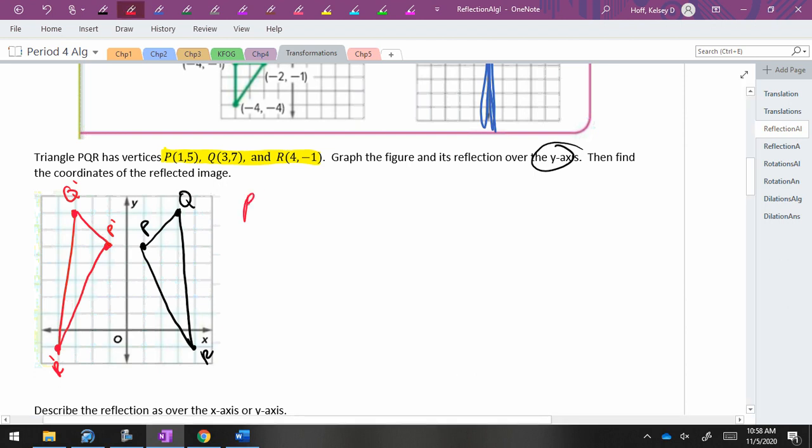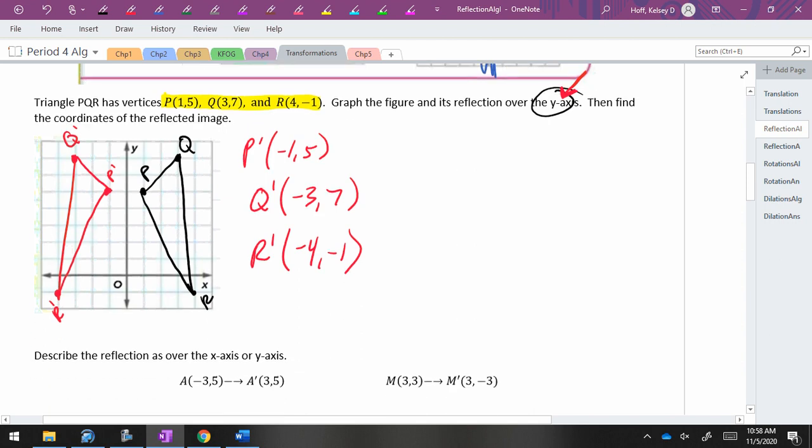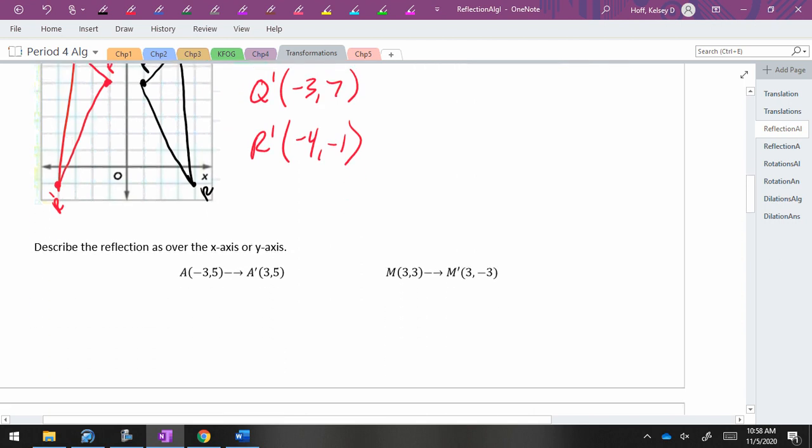Coordinates, P prime, because it reflected over the y, which coordinate is going to change? Your x. So P prime is located at -1, 5. Q prime is at -3, 7. R prime is at -4, -1. Nicely done. Nicely done.